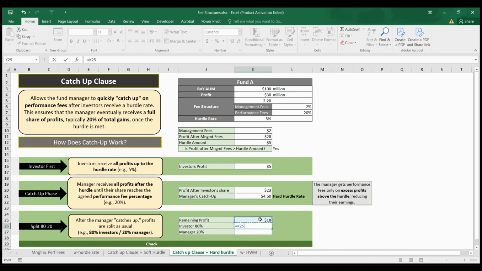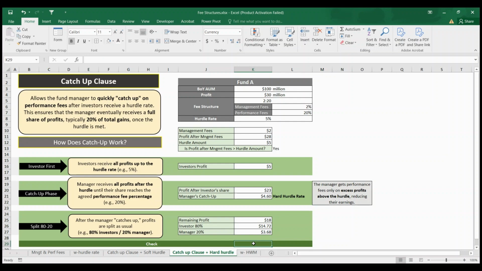So we will simply multiply 18 million into 80% and we will multiply 18 million again but with 20%. So now we have investors' and managers' profit in 80-20 ratio.